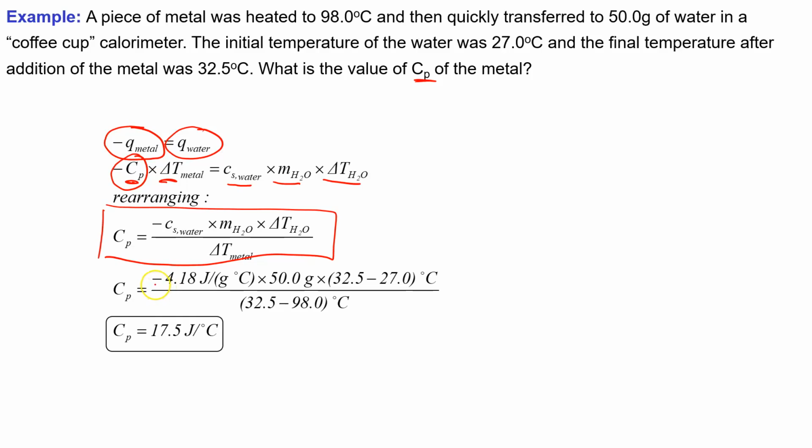So the specific heat of water is 4.18 joules per gram per degree Celsius. We have 50 grams of water. The final temperature of the water was 32.5. The initial temperature of the water was 27 degrees Celsius. And then we have to divide that by the change in temperature of the metal. So the metal ended up at 32.5, and it started at 98 degrees Celsius. So provided we put everything into the calculator correctly, we get this answer, which says the heat capacity of the metal is 17.5 joules per degree Celsius. So this is for the entire piece of metal. It's not for 1 gram of the metal.